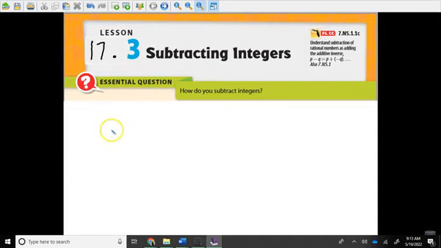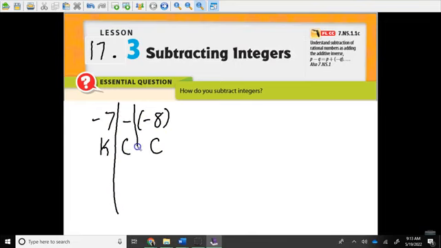actually subtracting now. So let's say we've got negative 7 minus negative 8, okay? I don't know if you remember dividing fractions where you have to do keep, change, flip, which is KCF, but for this, we're going to do KCC, okay? And I'll separate it to help you out with that. So KCC, we're going to keep the negative 7, we're going to change the minus to a plus, and then we're going to change the negative to a positive.